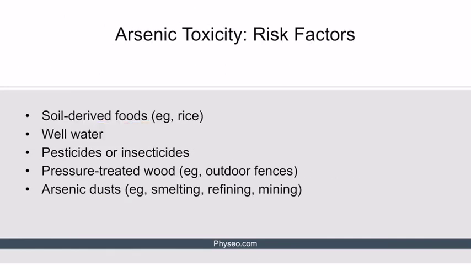There are several important sources of exposure to arsenic that one should know for the boards. First, arsenic can be found in soil, which means that it can contaminate soil-derived foods such as rice. It can also escape from soil and rocks into drinking water, especially poorly managed well water. Second, arsenic can be found in various pesticides or insecticides. And since pesticides are often used to help preserve wood, pressure-treated wood can also be a source of arsenic exposure. Now, a common example of pressure-treated wood is wood used on outdoor fences. Third, exposure to arsenic dust can occur in various occupations, such as those that involve smelting, refining, or mining.